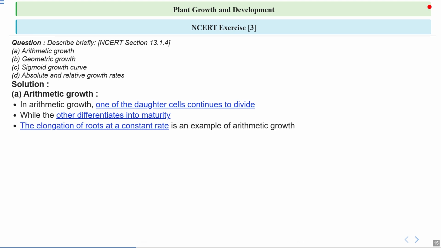A classic example of arithmetic growth is the elongation of roots at a constant rate. Imagine a root growing steadily like a clock ticking at a regular pace, and this steady growth is what defines arithmetic growth. So the elongation of roots at a constant rate is an example of arithmetic growth. This is the picture showing arithmetic growth, showing how one of the two daughter cells is dividing and the other cell gets specialized to do another job.